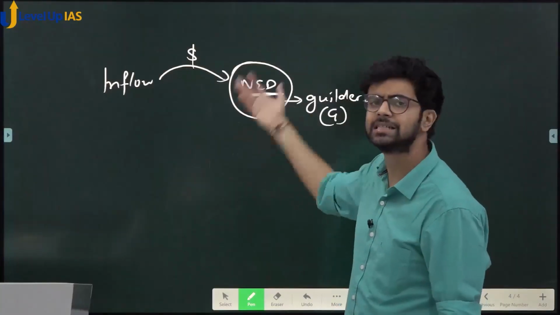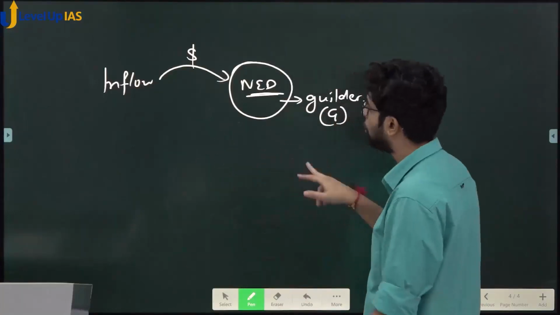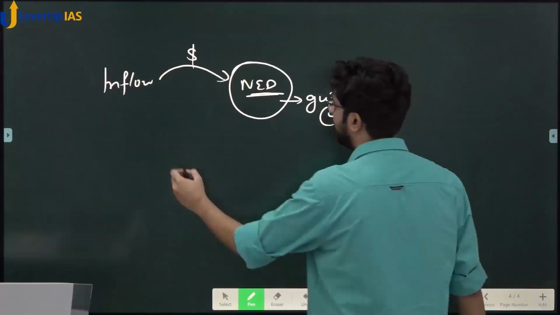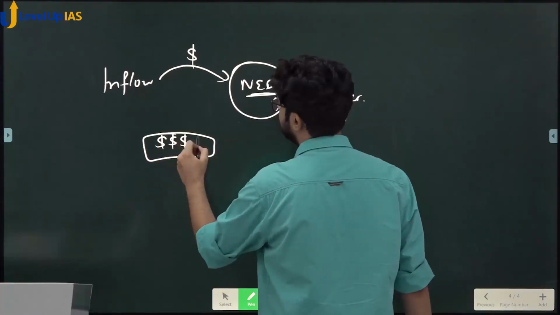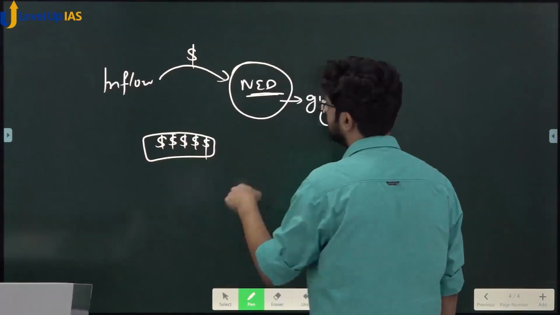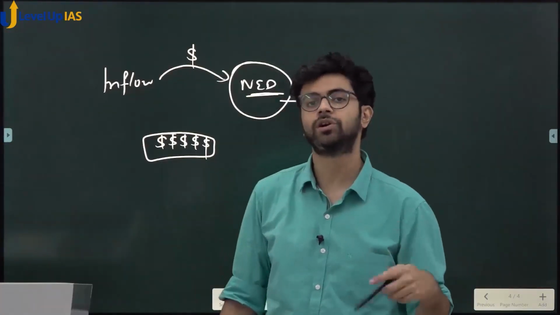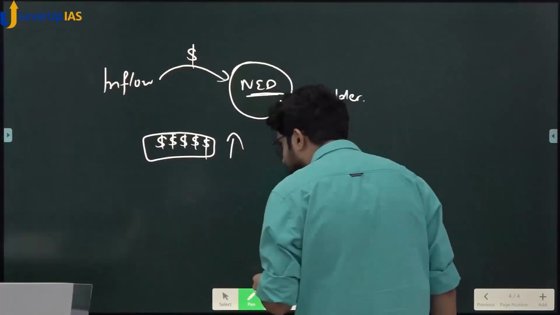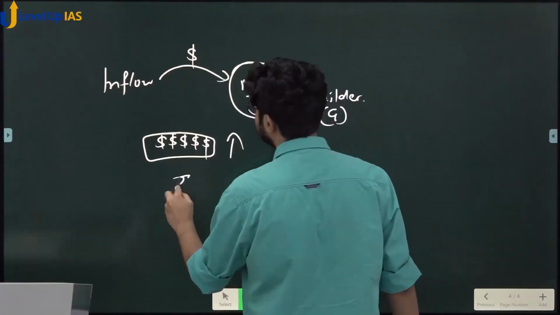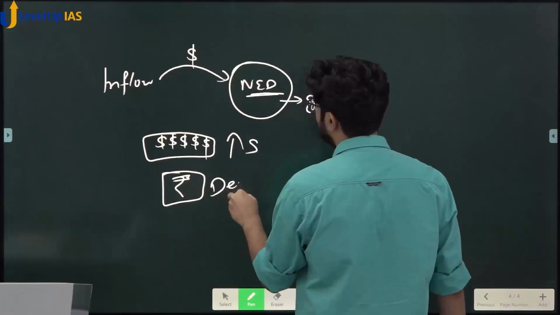So imagine that instead of Netherlands it is India. If a lot of dollars are coming to India, which means in the market, what is happening? Dollar supply is reducing or dollar supply is increasing? Dollar supply is increasing. When dollar supply increases, and let's say rupee supply remains stable, rupee demand will go up. Yes or no?